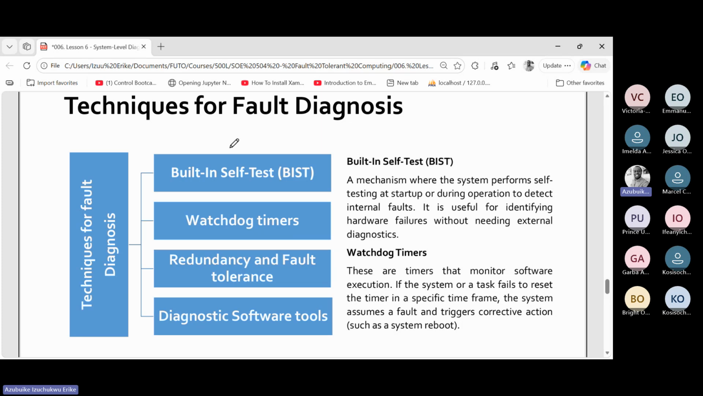Now, what watchdog timers are: timers that monitor software execution. So if a system or task fails to reset the timer in a specific time frame, the system assumes that a fault has occurred and then triggers a corrective action, which may look like a system reboot in some cases. Okay, so that is it.